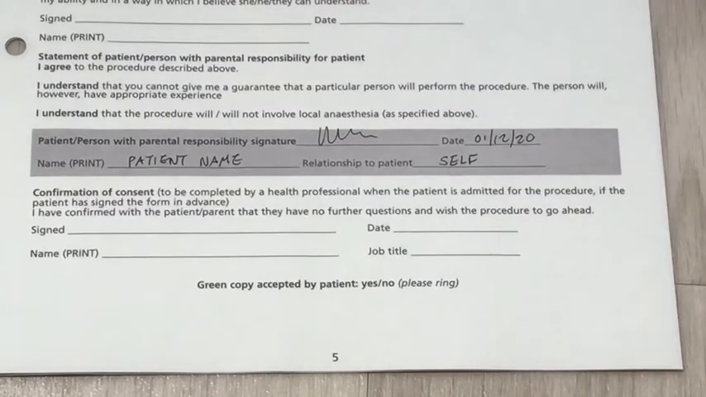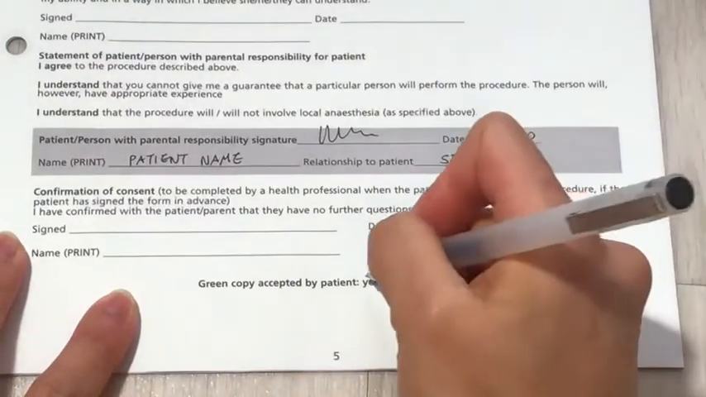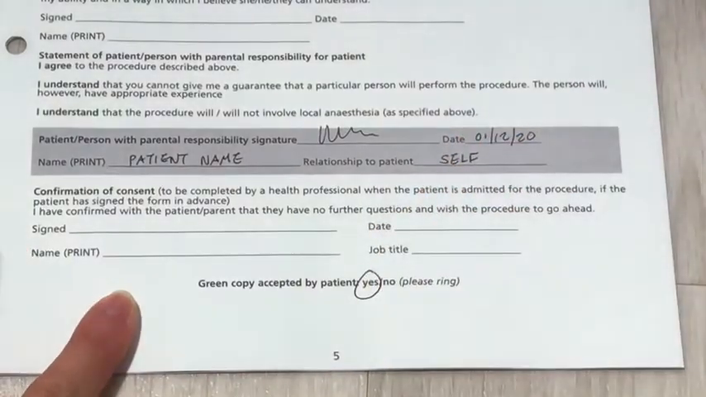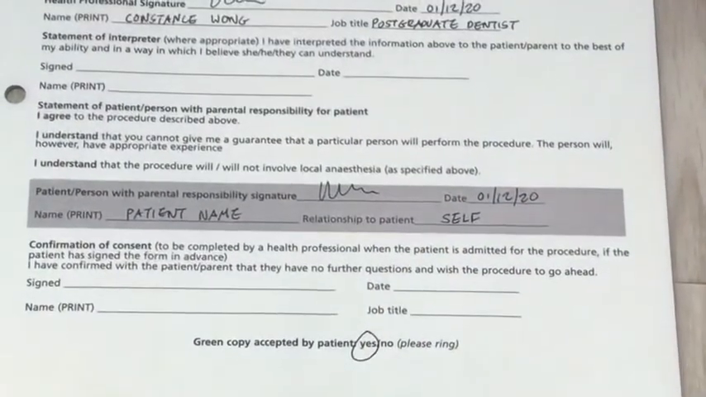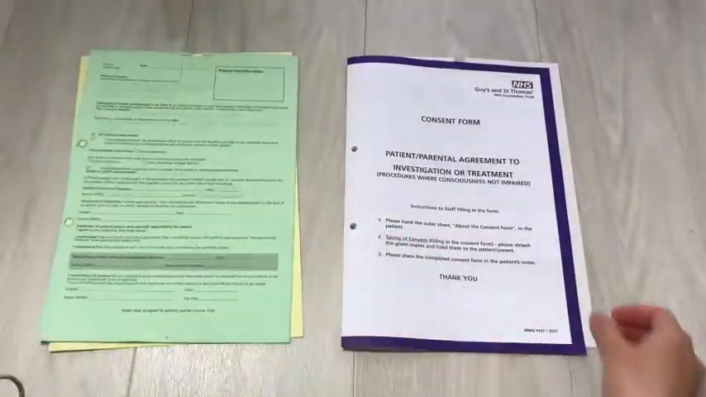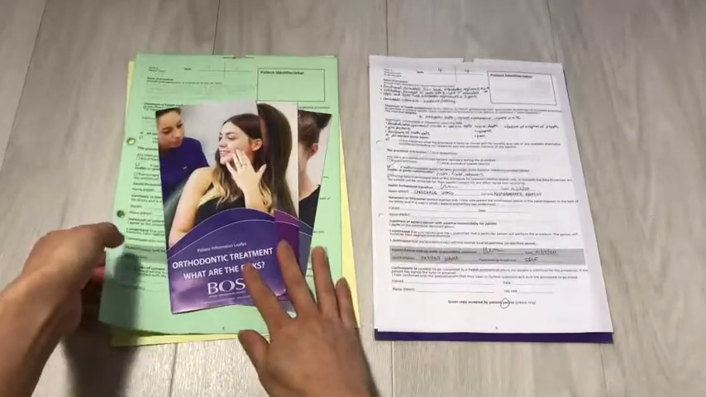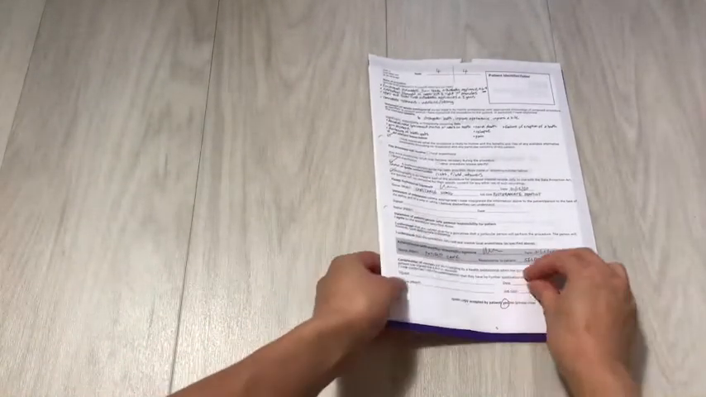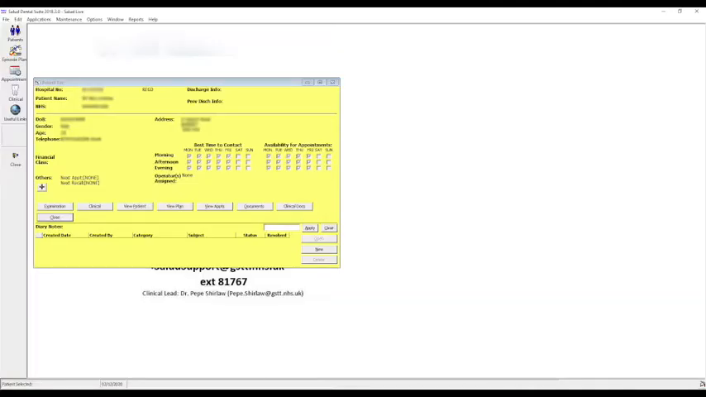Lastly, the patient should be offered a copy of the consent form, and this section should be circled appropriately. When the form has been completed, the patient should be given the yellow and green sheets along with the appropriate leaflets. The white sheets should be handed to reception to be scanned onto Salute. The scanned consent form can be found in the patient's notes under Documents.